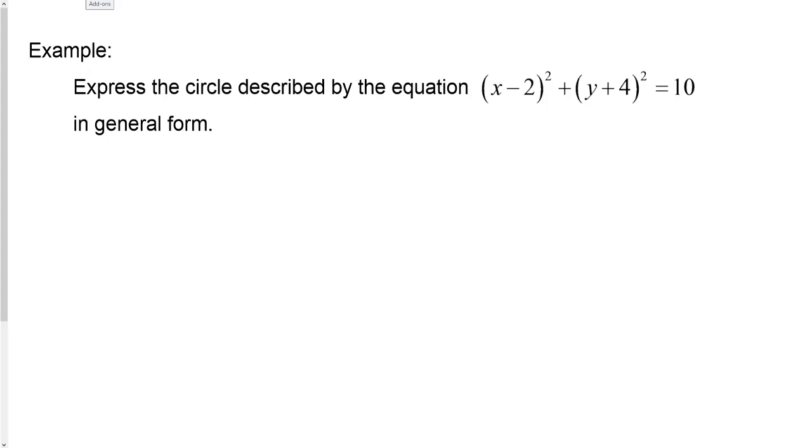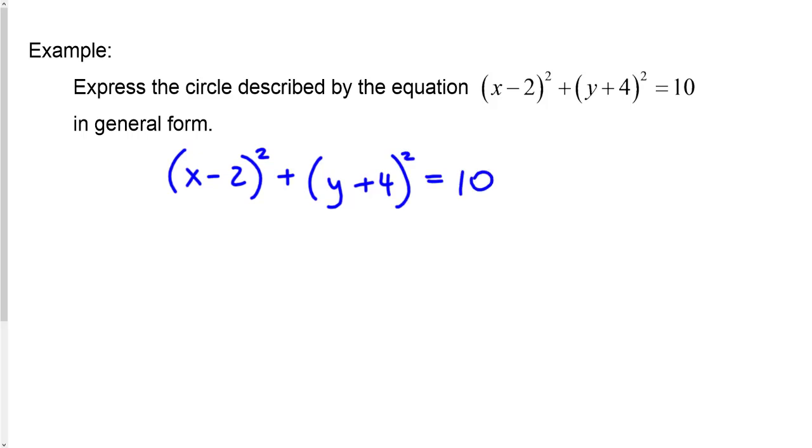For example, let's express the circle described by the equation x minus 2 quantity squared plus y plus 4 quantity squared equals 10 in general form. So we begin with the equation as is. And our job is to take this equation and FOIL out these binomials and expand them as far as we can and combine all the like terms.